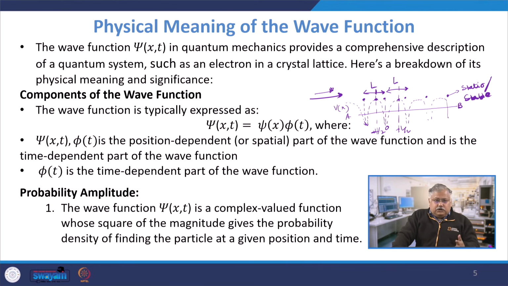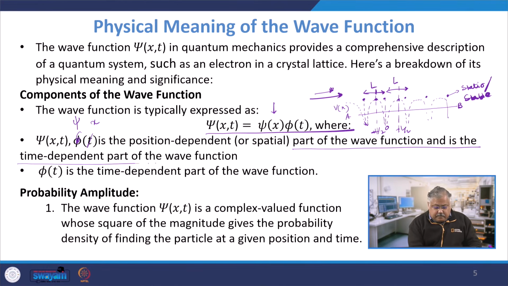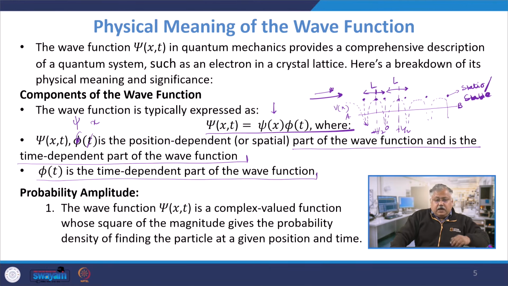So what people generally do, researchers over a period of time, is they segregate psi of x, t into two parts. One is space dependent, another is time dependent. So psi of x, sorry, this should be psi of x, is the position dependent part of the wave function and is the time independent part of the wave function. So it's space dependent, whereas phi of t is the time dependent part of the wave function, right?